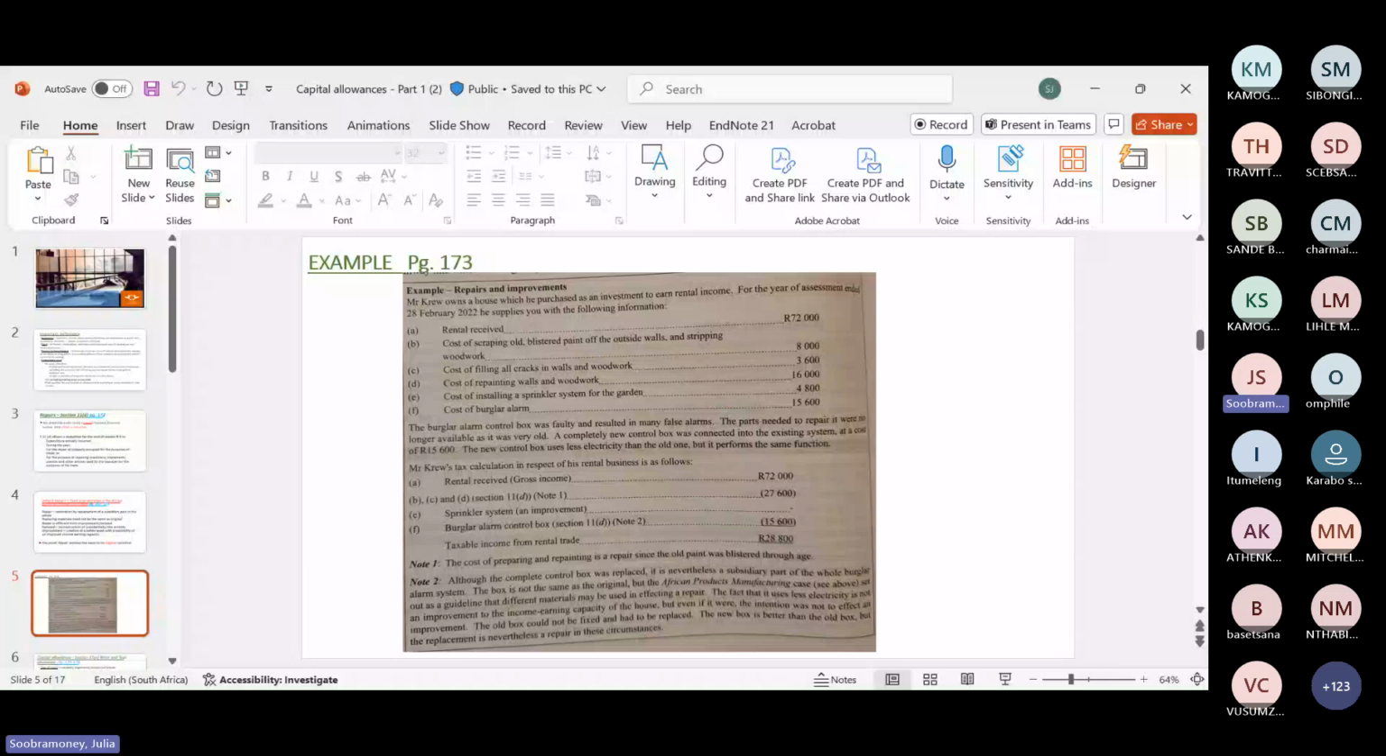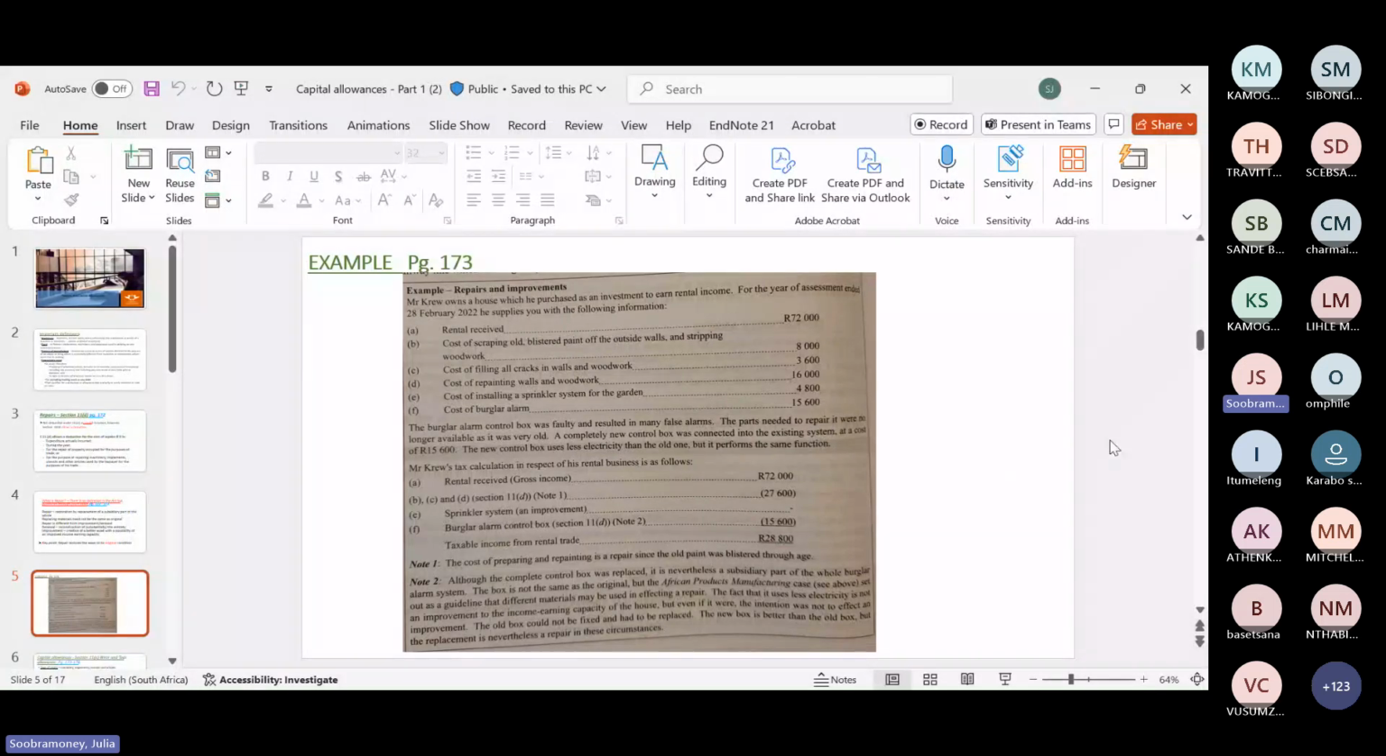Okay, then the next question is: is there a limit on the value of the replacement item? No, there's no limit there. It depends on the asset, and I guess it depends on the repair as well. There's no limit there. Okay, so that's basically repairs.